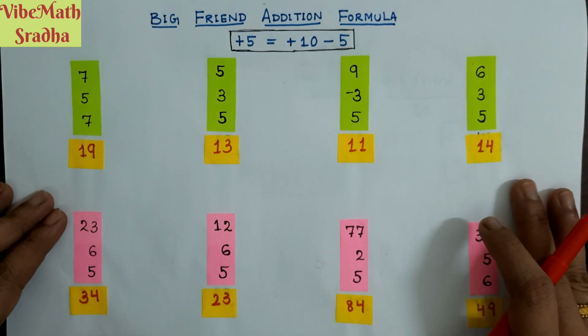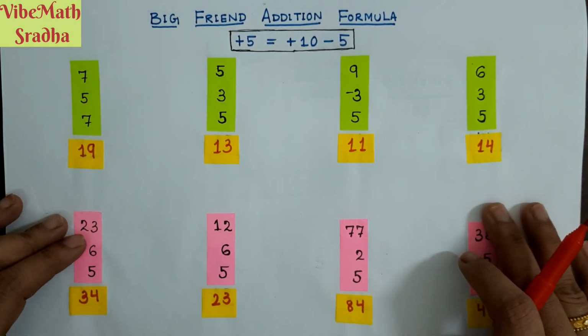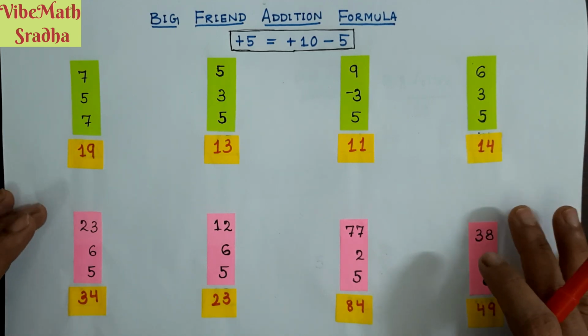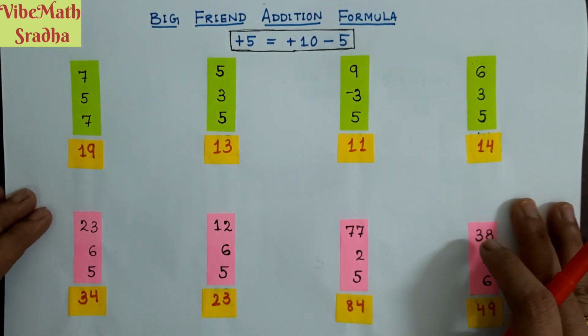Here we have solved all the questions based on the formula plus 5 is plus 10 minus 5. I hope it is clearly understood to you all.